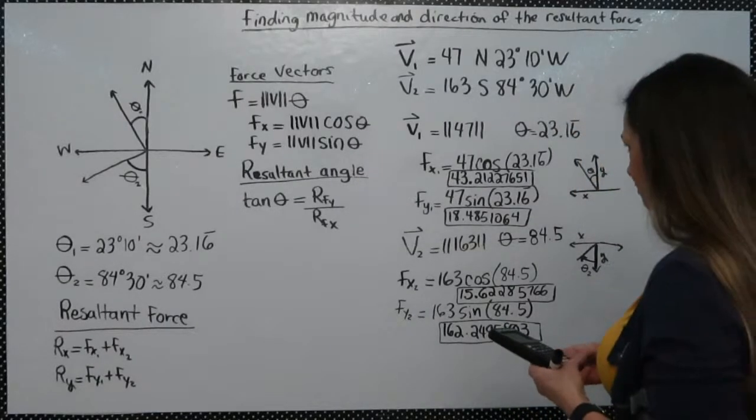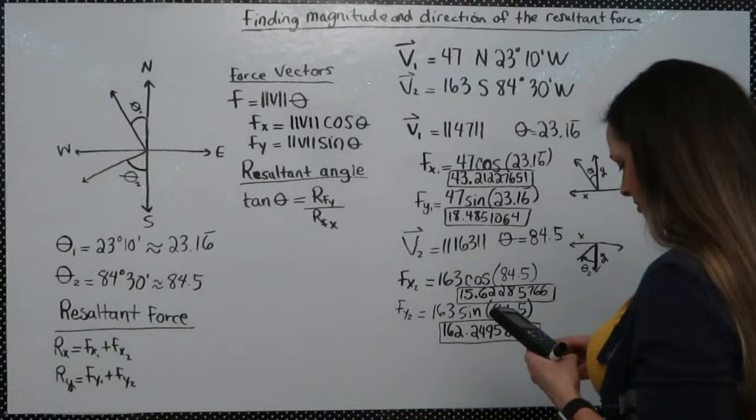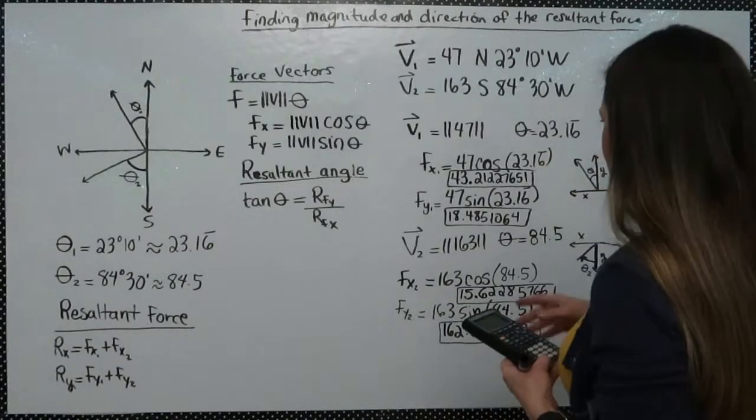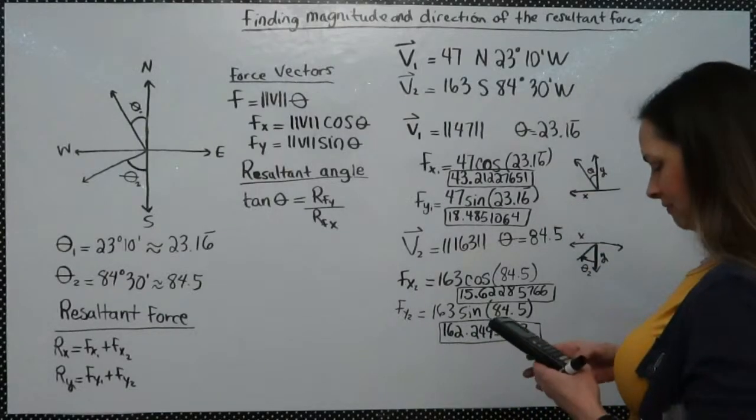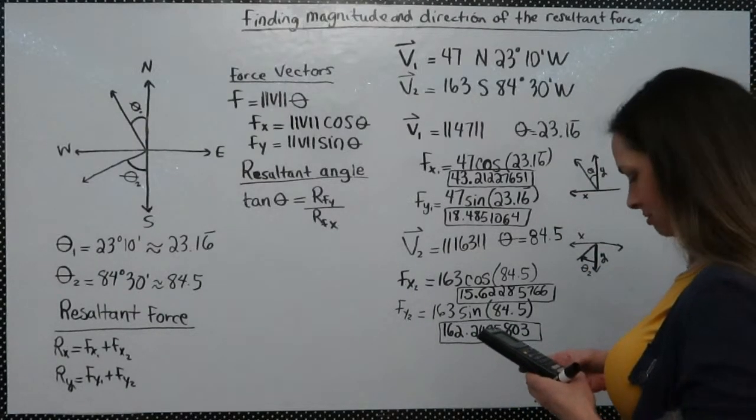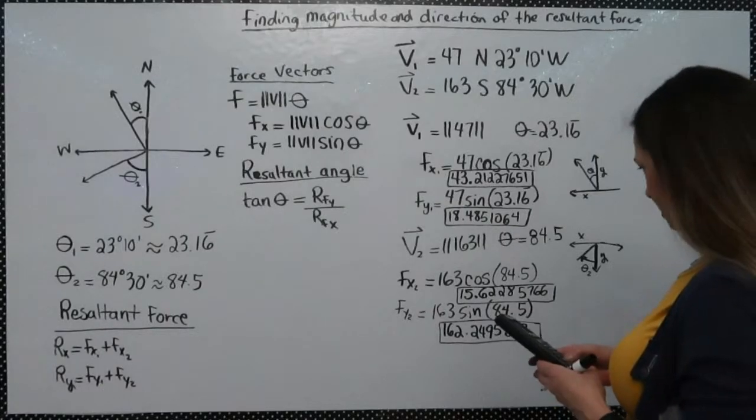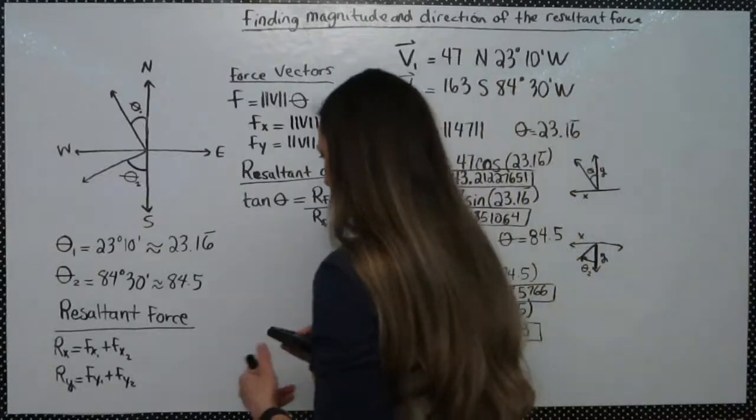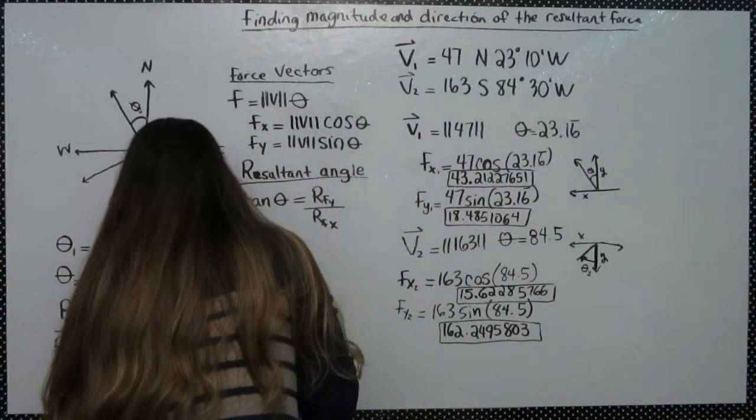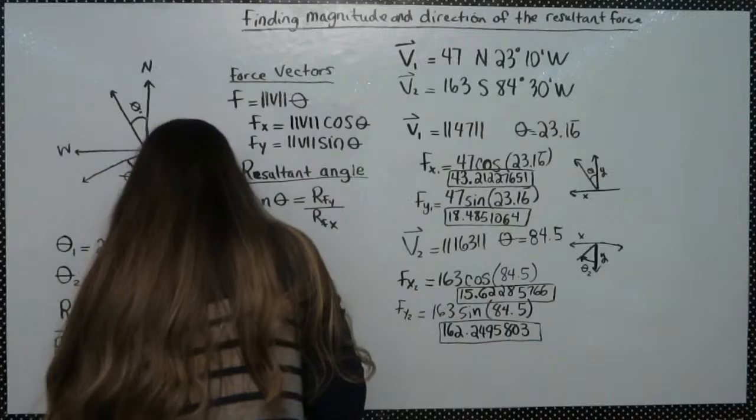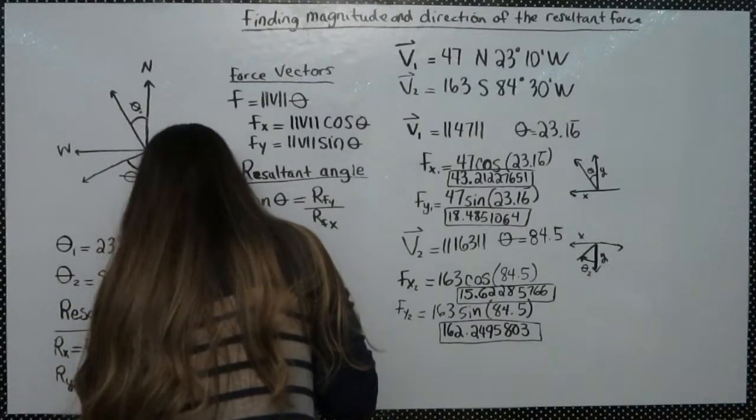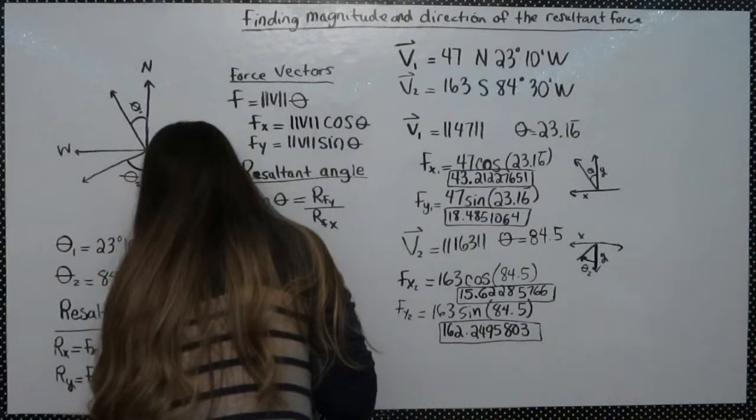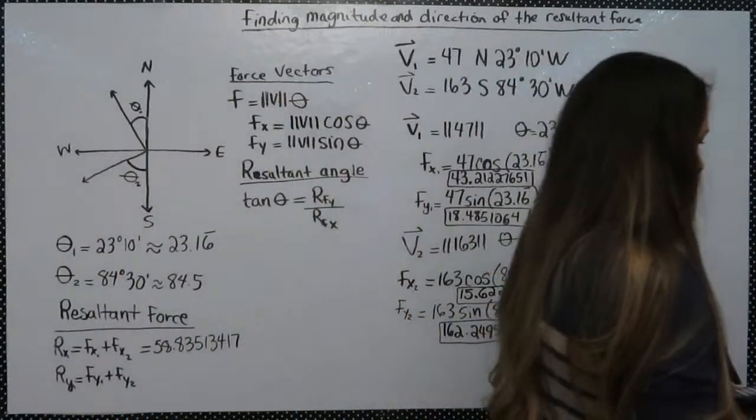So 43. This one plus this one, 15.6228766. So I'm getting for this one, I'm getting 58.83513417.